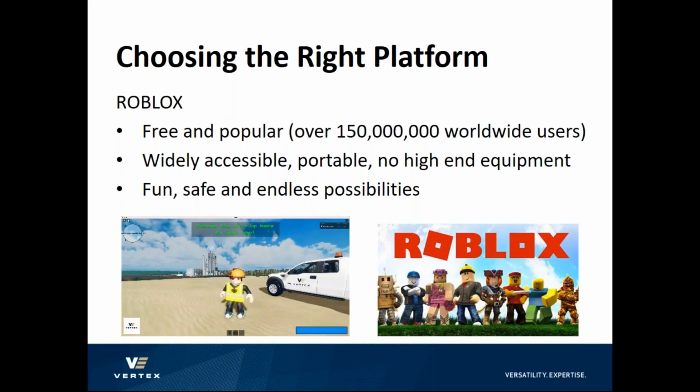So now when it gets back to choosing the right platform, we looked at multiple platforms and we did decide we would stick with Roblox. One, it's free and popular. There's over 150 million users worldwide. It's a free platform to build on and use. It's widely accessible, portable, no high-end equipment is required. You can do it on your iPhone or iPad. It's fun, it's safe, and it really does have endless possibilities.